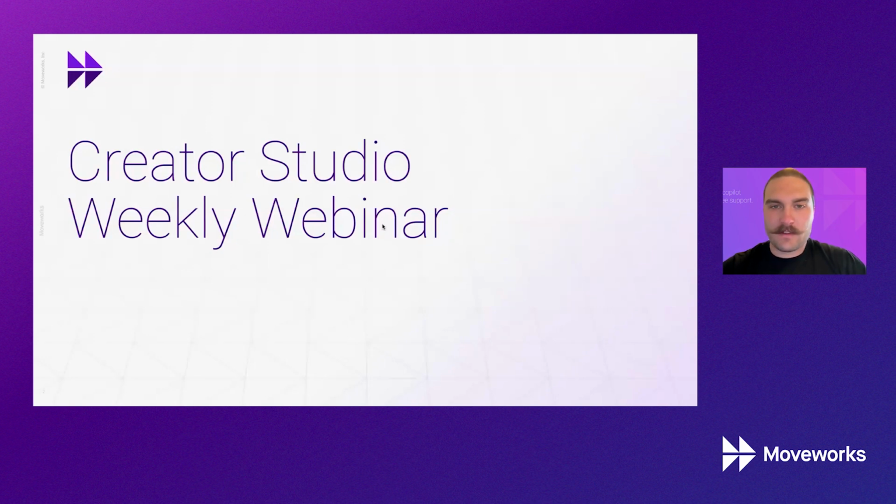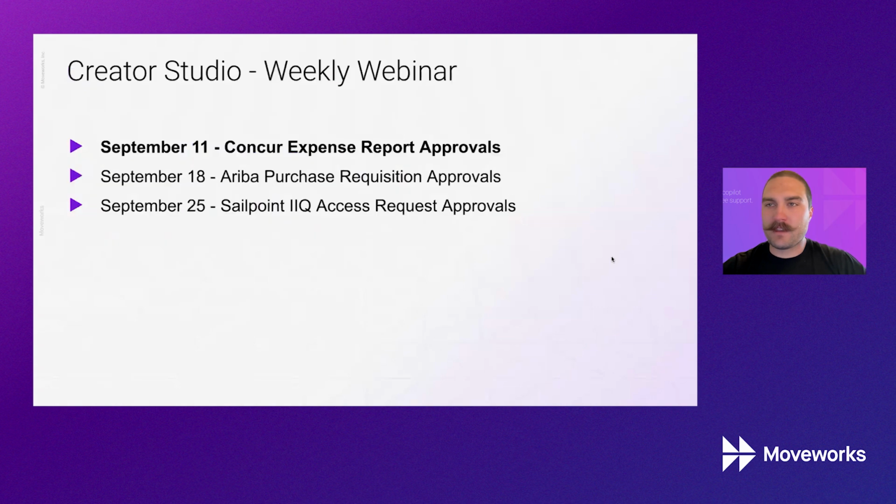Let's go ahead and discuss really quickly some of the upcoming sessions that are scheduled for the following weeks. But today we'll be discussing Concur expense report approvals. Next week we'll be discussing Ariba purchase requisition approvals, and then the following week on September 25th, our SailPoint IIQ access request approvals. You'll notice a theme here. We're doing sort of an approvals month with the month of September. So certainly tune in. I think that all of these sessions will have aspects that are relevant to even other kinds of approval systems. So certainly recommend joining these.